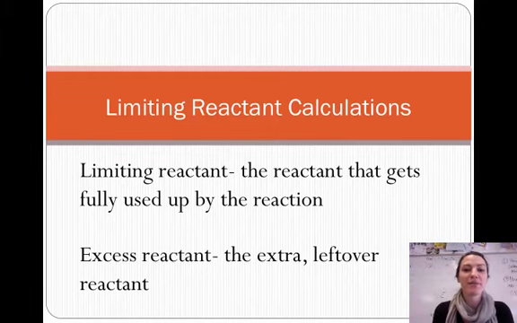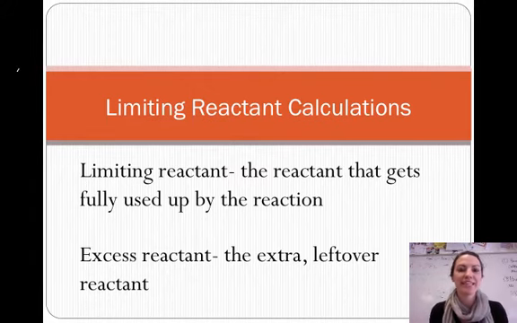All right, so today we're going to be talking about limiting reactants and the calculations that go along with it. When we're talking about limiting reactants, we're talking about the reactant that limits how much is produced.